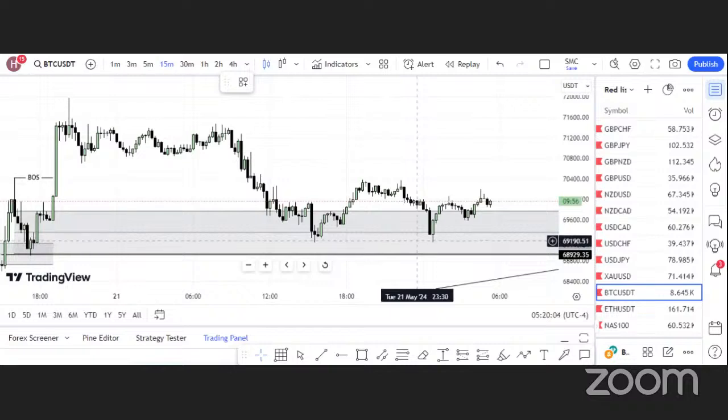So here we have double bottom, right? So double bottom is a liquidity zone. Okay, double bottom is a liquidity zone. It's an area where buyers wait for the market to come back to before they make a buy entry. Okay, before they open a buy position. So that is why it's a liquidity zone.